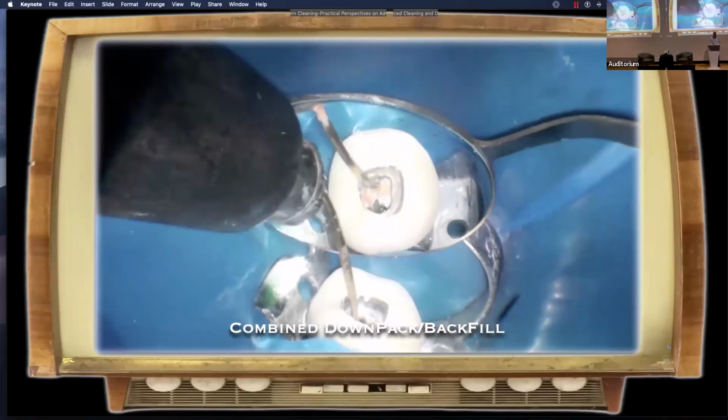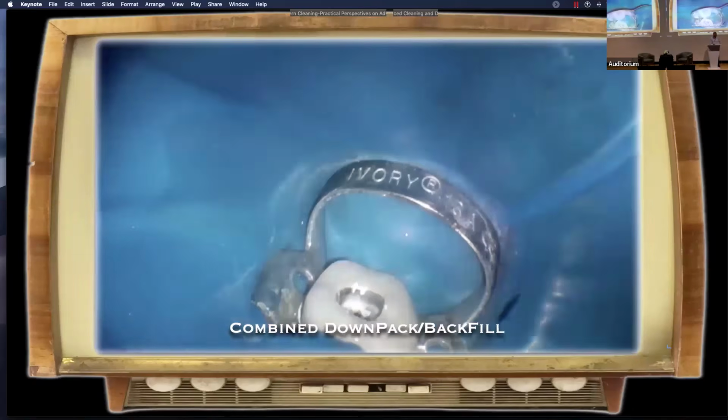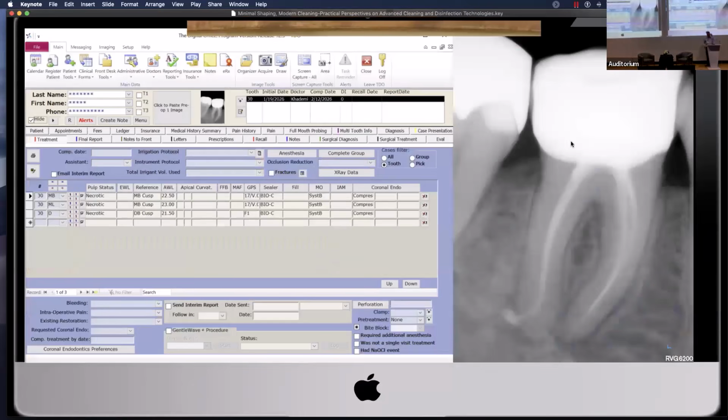That was our down pack, and our backfill, and the distal. So there's our completed case. That wasn't the case I just obturated. That was the one that we instrumented. So 3 gentle waves in a row from last Thursday.